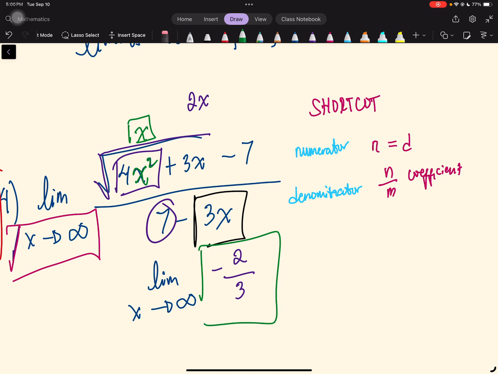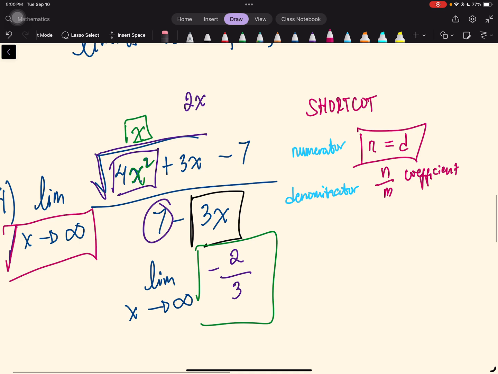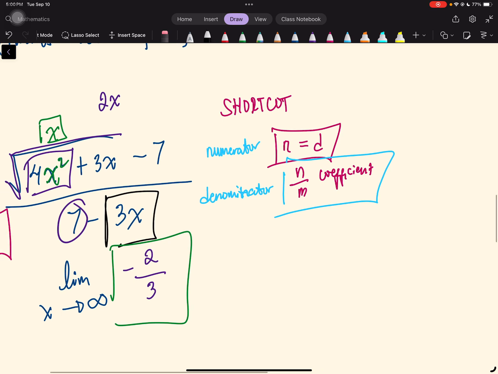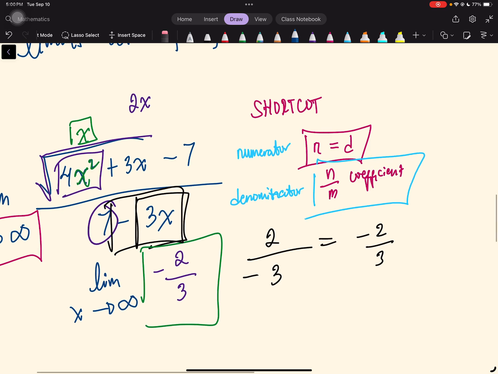Okay, why negative 2/3? Because in the numerator, the highest degree, since we saw that the degrees of the numerator and denominator are equal, we're just going to divide their coefficients, right? So, what is the coefficient on top? 2. How about in the denominator? It's negative 3. So, basically, the answer is negative 2/3. Okay? Or negative 0.667. Okay?